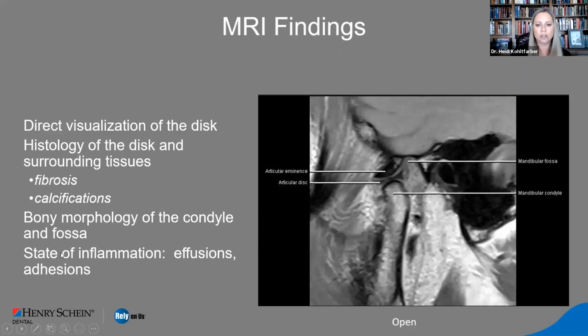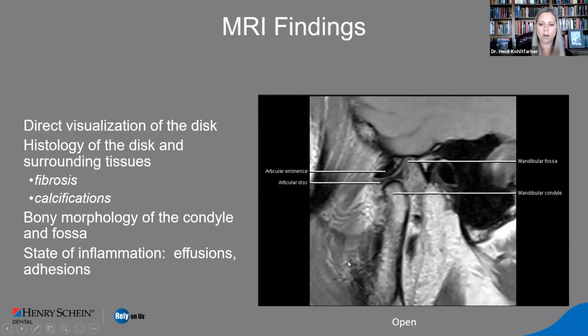And this is what it should look like with the open mouth position. We have fully captured that disc, so we can directly visualize the disc. We can look at the histology, basically, of the disc. The bony morphology, your bone does look kind of interesting with MRI. It's pretty dark, but our bone marrow will be lighter.